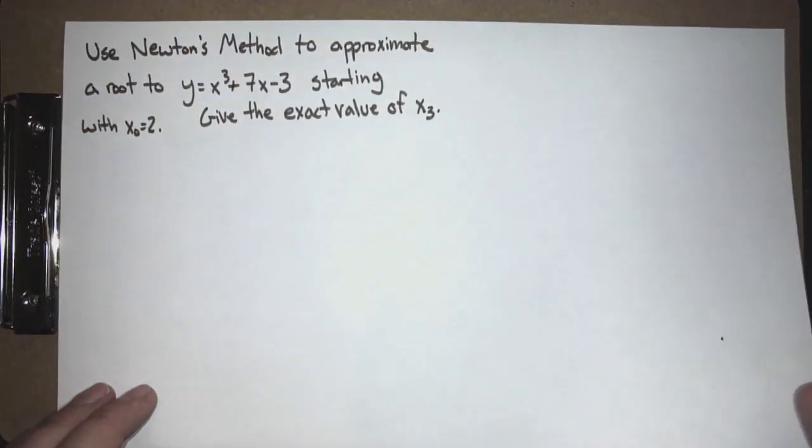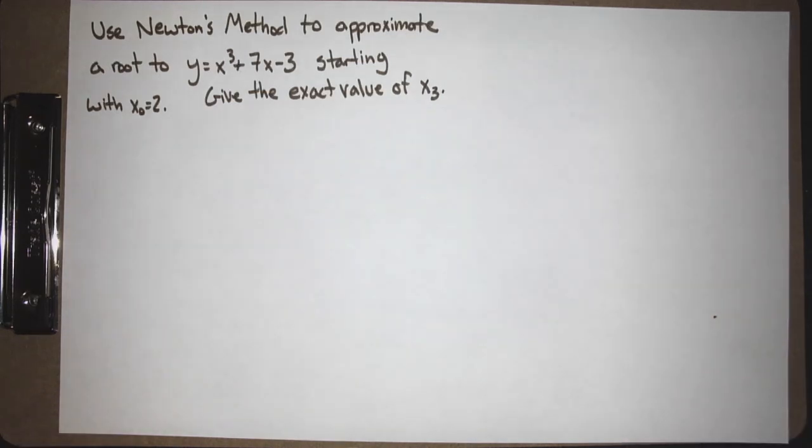So, your turn. Use Newton's method to approximate a root to y equals x cubed plus 7x minus 3, starting with x0 equals 2. Give the exact value of x3. Now, if you see that you have the exact value of x3 as your goal, what should be true about numbers like x1 and x2? They should be relatively simple, because we're not going to ask you to do something crazy if you can't run the computation in time. So there's sort of a check. If we ask you to find x3, x2 needs to be pretty simple. So if you get to x2 and it's not simple, mistakes were made, or there's more simplification for you to do.